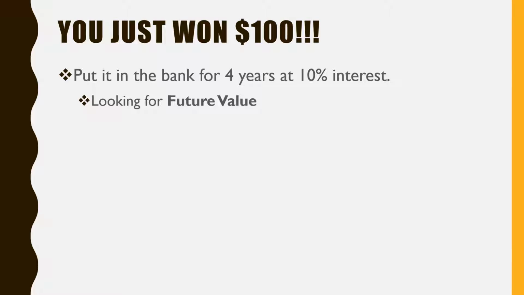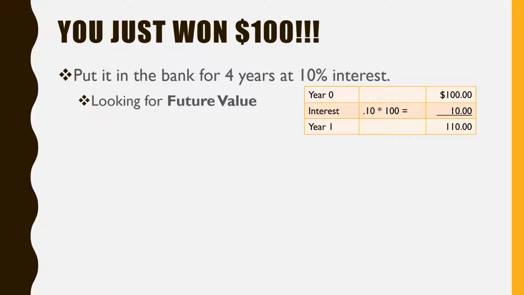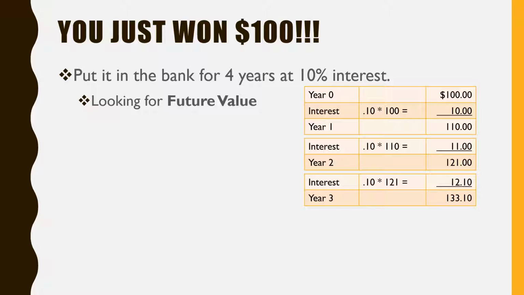We're looking for the future value. As accountants, we're not very creative with names, so the future value is the value in the future, in this case in 4 years. We put $100 in, we get 10%, so at the end of year 1 we've got $110. But it's compound interest, so that next year you get 10% of $110. The third year you get 10% of $121, and then in that last year you'll get 10% of $133.10 to give you the grand total of $146.41. Not a very big graduation present, but it's something.